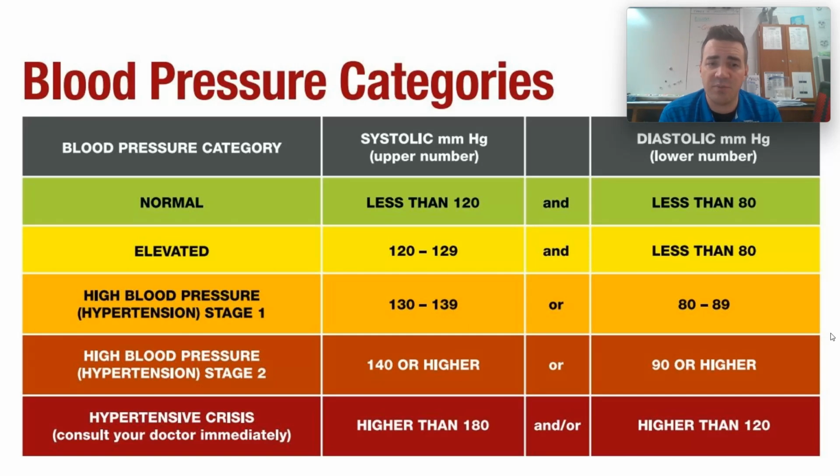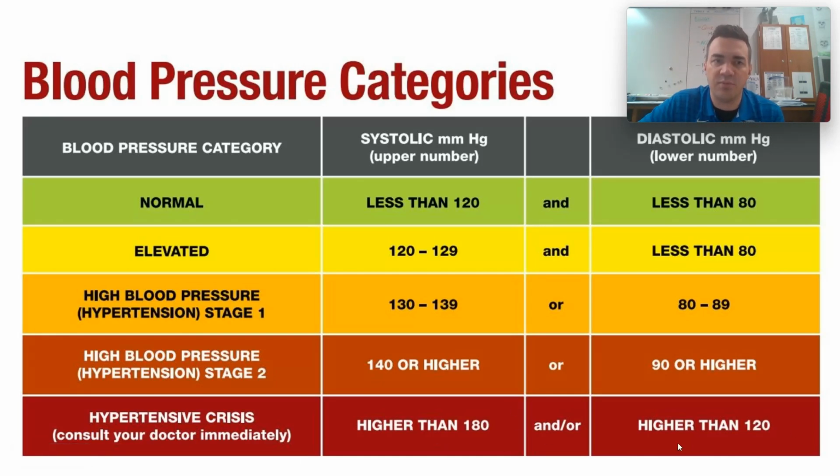But when we start seeing blood pressure numbers even higher than that, so diastolic between 80 and 89, and systolic between 130 and 139, that is considered high blood pressure or hypertension. If you've heard the word hypertension, that is referring to blood pressure. And so there are different stages of hypertension you can see here. There's stage 1, there's stage 2, which is even higher still, and then there's a hypertensive crisis. This is actually very dangerous. Consult your doctor immediately. Higher than 180 and or higher than 120.